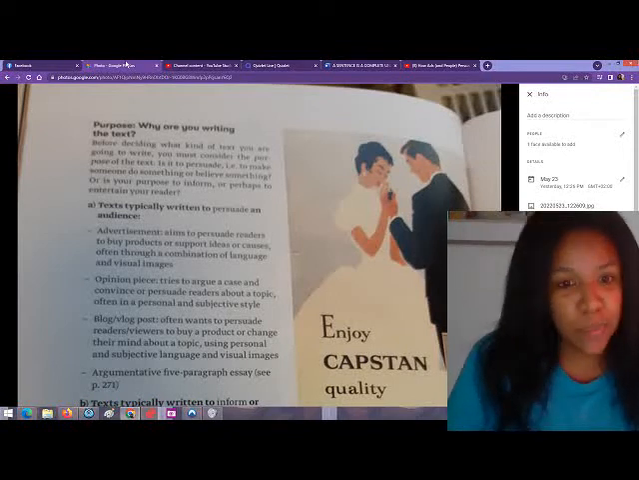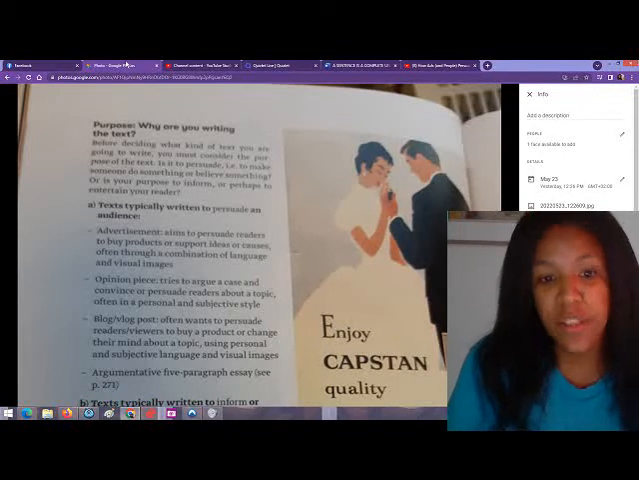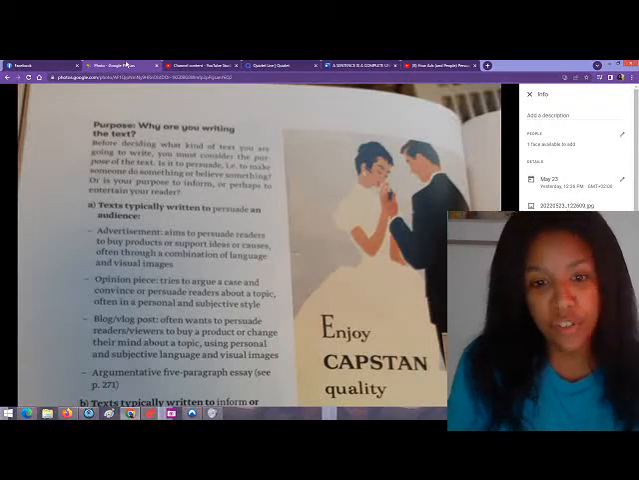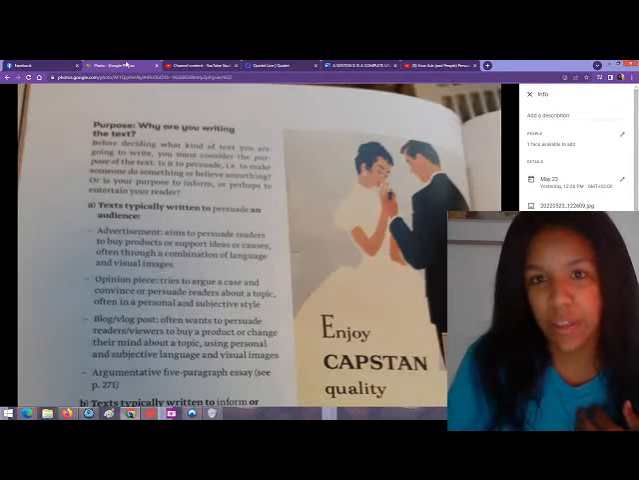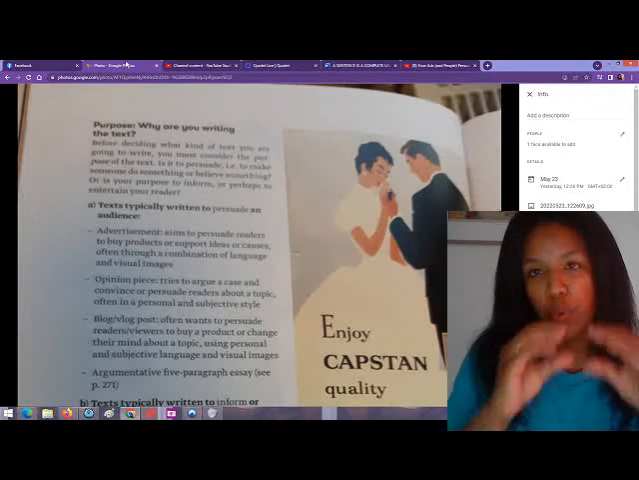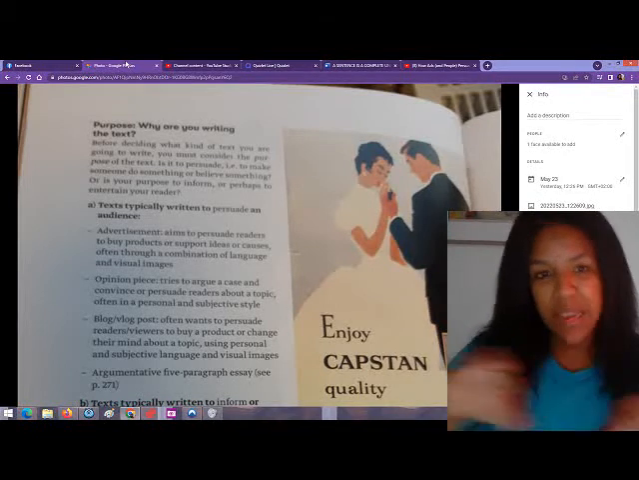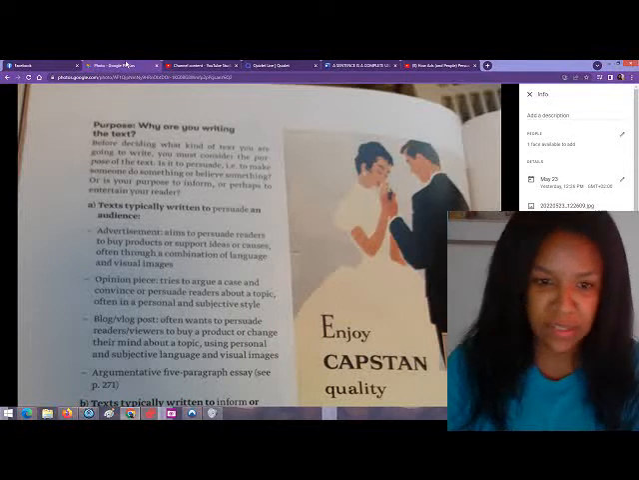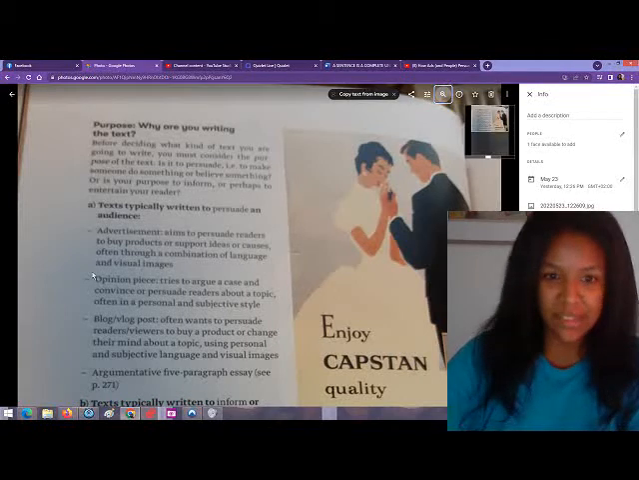An opinion piece tries to argue a case and convince or persuade readers about a topic, often in a personal and subjective style. So here you have the word subjective. Please type in chat if you know what that means. Subjective.